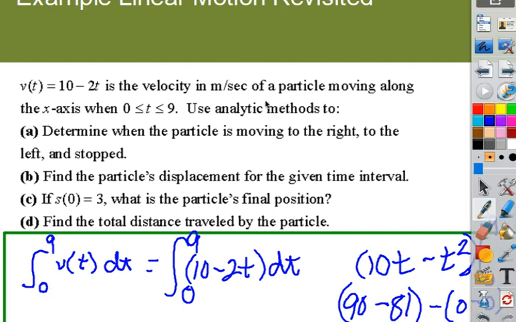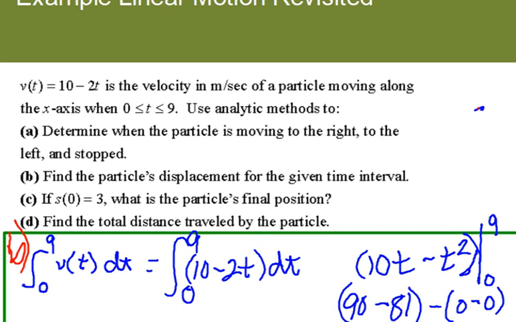We can answer part C pretty quickly here, so we'll just do that on the same part. Here was part B, and here's part C. Part C says if the starting position at time 0 was 3, what is its final position? Well, I know if it started at 3 and we went 9 to the right, I could just add 9 to that. So its new final position is at 12 meters. That's all you have to do for part C.